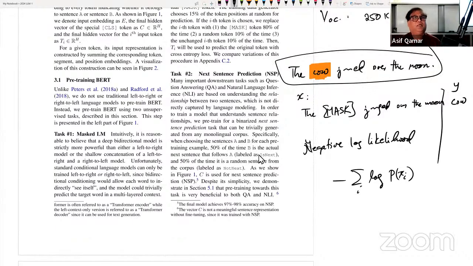Extremely easy. If you have crawled the web, you have bazillions of text sentences. Just take a text, mask a word here, mask a word there. In fact, what they do is they mask 15% of the words randomly, and then say, okay, predict what these words say.